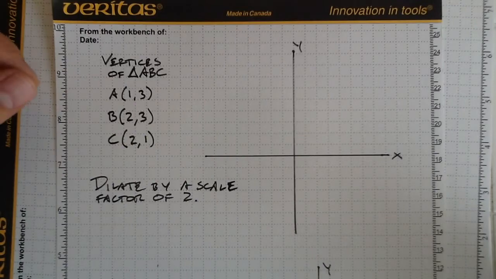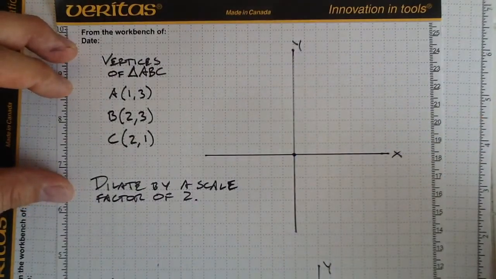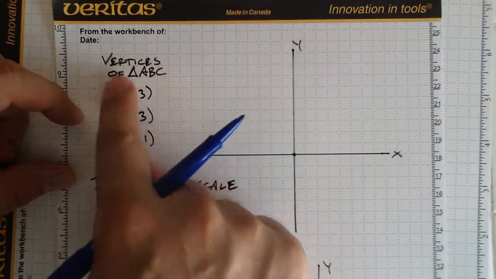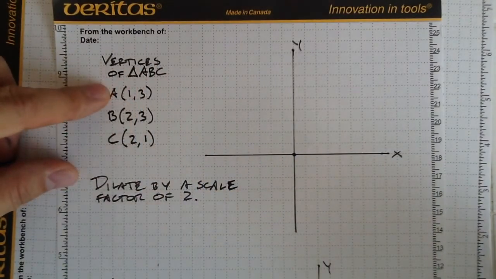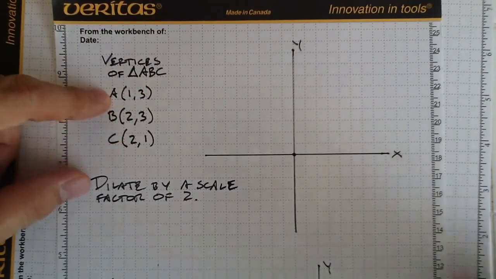Let's take a look at this first example of dilation with respect to the origin. Now, of course, the origin is where the x and y axis meet, 0, 0. And so what we're going to do is start off with our pre-image, our original shape. So we've got the vertices of some triangle ABC, and here's the coordinates. So let's quickly graph these.